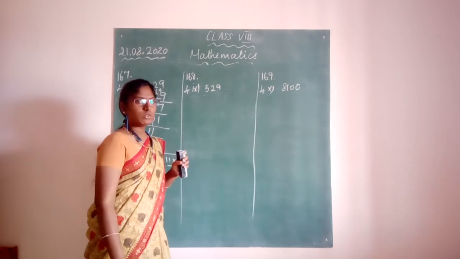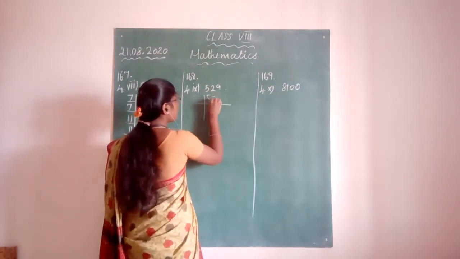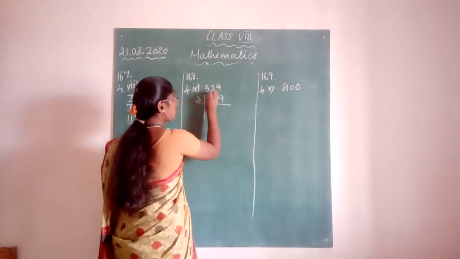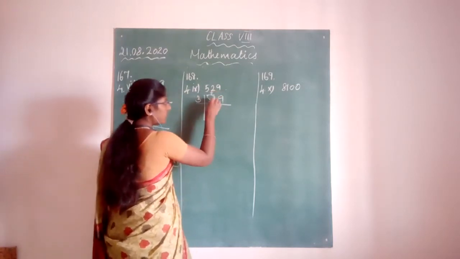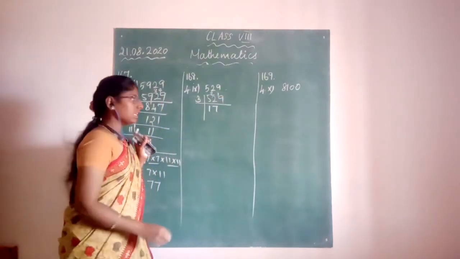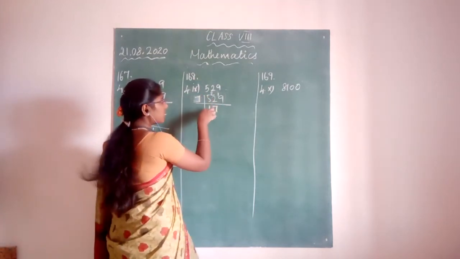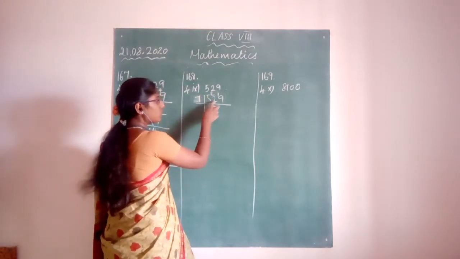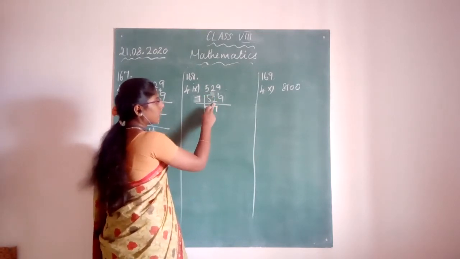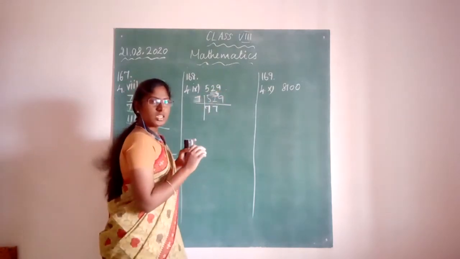529 is given. Okay, now you can check it with the 3 table first. So 3 ones are 3, 2 is remaining, 3 sevens are 21, 1 is remaining, 19. But 19 won't come in the 3 table. So you can check it with the 7 table. 7 ones are 7, you have to take these two together. So 7 sevens are 49, and 3 is remaining, 39. Again 39 won't come in the 7 table.